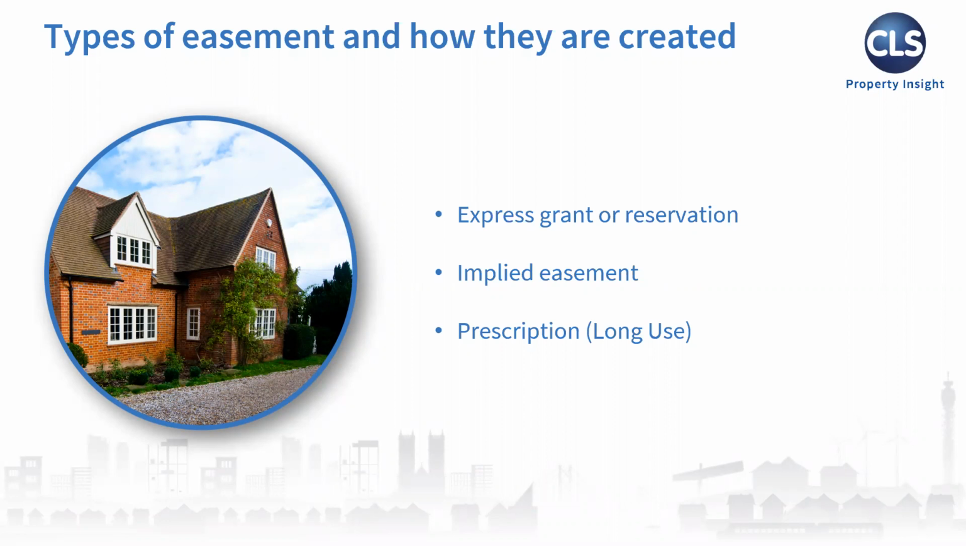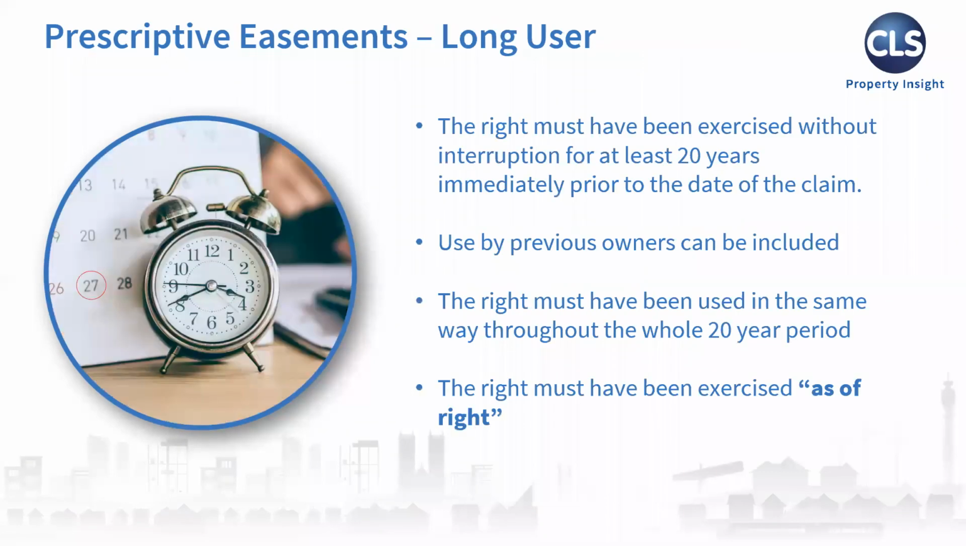Now, for a right to be acquired through prescription, the following conditions must be met. The right must have been exercised without interruption for at least 20 years immediately prior to the date of the claim. The right does not need to be used on a daily or frequent basis, but must be demonstrated to have been used regularly. It's a question of fact in each case how often the rights need to be used, but very occasional use is unlikely to be sufficient.